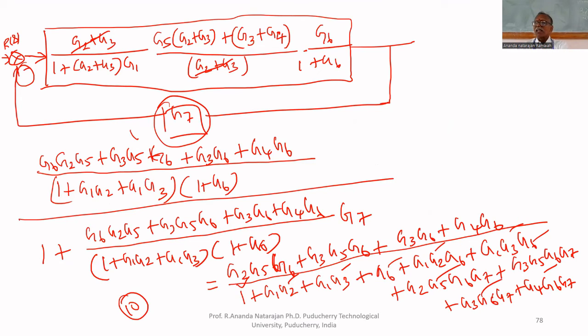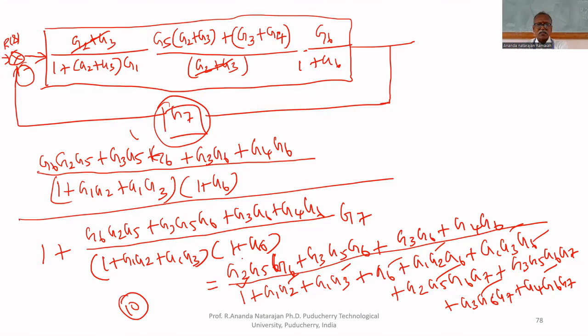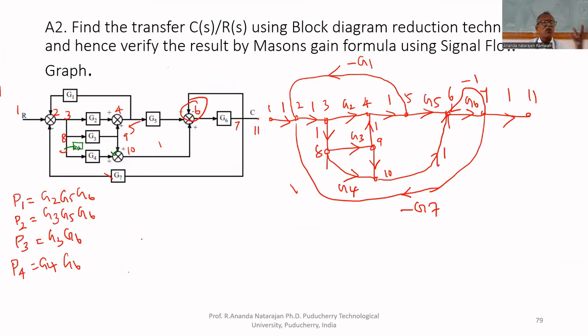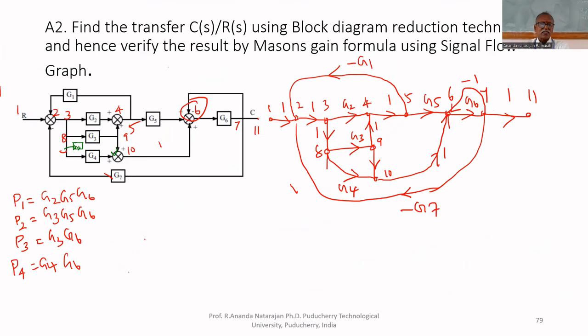In the denominator, how many elements do you have to get? 10 elements you have to get. Already I counted and wrote 10. So, while writing the number of loops, you can check that. Okay, only 4 forward paths. Let us check whether it is correct or not. That is also possible: G3, G5, G6. It's there.